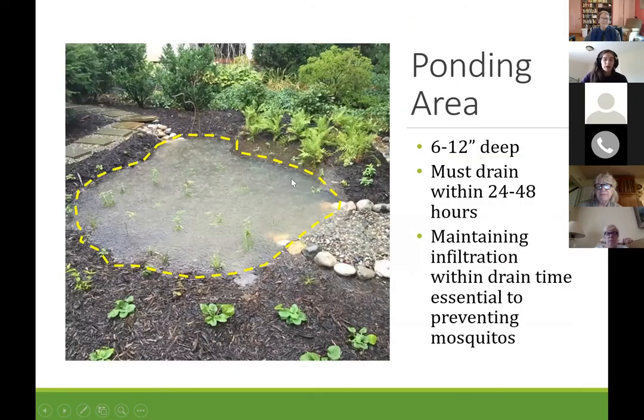The ponding area, so that's that depression, that bowl-shaped area we talked about. It could be as little as 6 inches, it could be a foot deep of this sloped area. We really want these areas to drain well within 24 to 48 hours, so we're not having standing water issues. If it's not draining within that time, there could be something wrong with your rain garden.